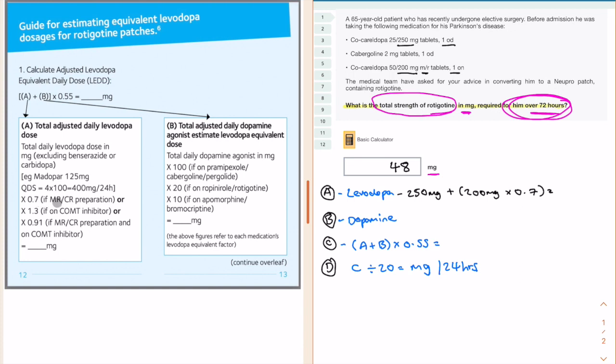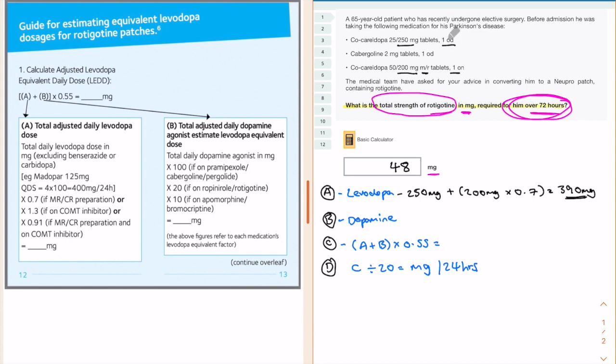Now if you put this in on your calculator, 200 milligrams times 0.7, and add 250 to it, you get an answer of 390 milligrams, and that's the total daily dose of levodopa for A. Also be aware of this part where it's 1 a day.